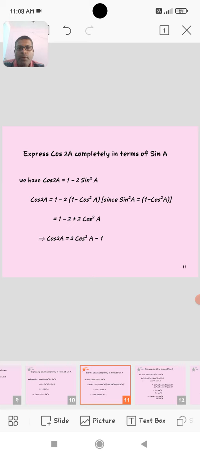The next formula: express cos 2a completely in terms of cos a. We have cos 2a; the last formula is what? Cos 2a is equal to 1 minus 2 sin square a. Now we write cos 2a is equal to 1 minus 2 into, in the place of sin square a we write 1 minus cos square a, since sin square a is equal to 1 minus cos square a.